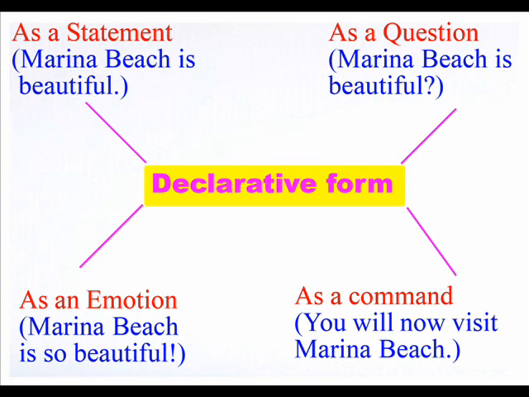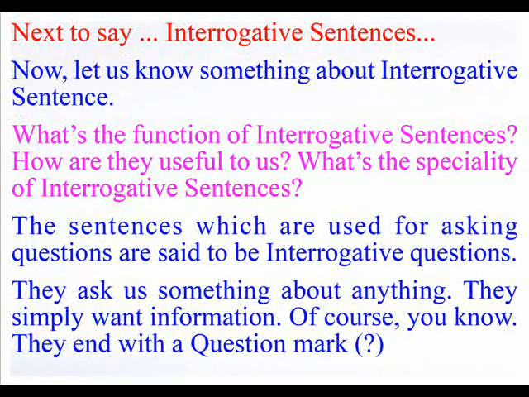Now, we think you have well noticed all these example sentences, which have the same form, subject plus verb, with different functions. The other 3 examples, except the first example as a statement, in this declarative form diagram, are more common in spoken English than in written English. Okay, next to say, interrogative sentences.